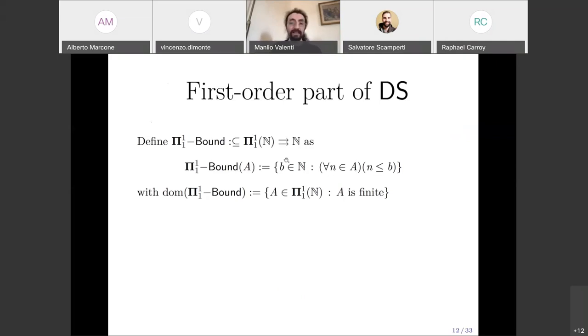Now, I didn't define what this represented space is, and I will not do it. But the main idea here is that a name for a finite Π^1_1 subset of the natural numbers is a string in the Baire space such that answering the question "n belongs to A" is a Π^1_1 question with respect to this string. So if you want, you can think of it as: I give you a sequence of trees, one for each n, and n belongs to A if and only if the corresponding tree is well-founded. Of course, the domain of Π^1_1-bound is the set of finite sets, as I said.